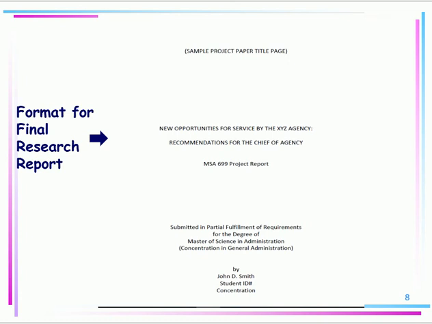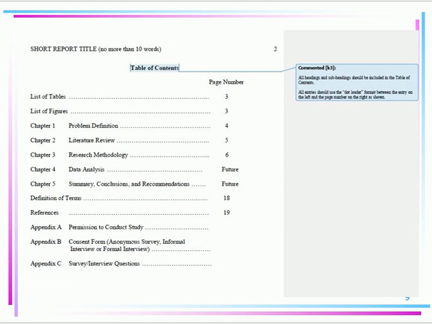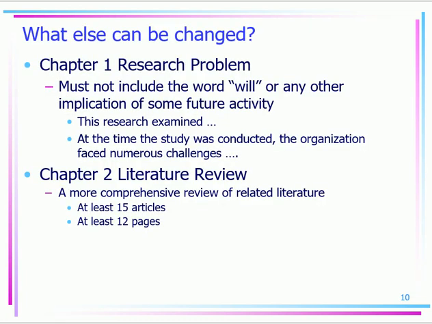This is the format for a final research report. It's different, right? It says down the bottom, submitted in partial fulfillment of requirements. If I get a final report from a student and it doesn't say submitted in partial fulfillment, I just jump on it. It just needs to be done. So this is all the stuff you need to change, right? I'm just going to flip through this. Chapter 1, you don't include the word will.